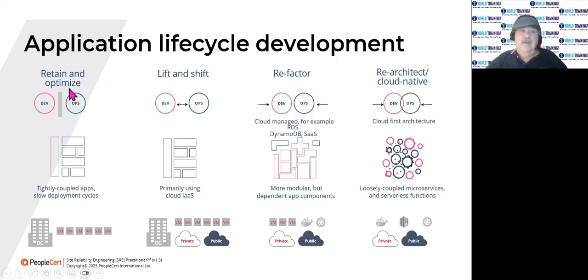But the left side, you've got retain and optimize. In this case, they're showing a data center hosting machines. It could be virtual machines, but they're basically hosted in a data center. You've got a lot of different applications. Each of them may have their own VM, or maybe they'll be distributed and deployed over multiple VMs.